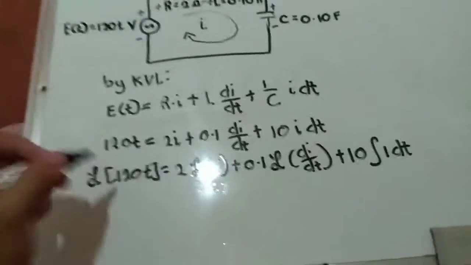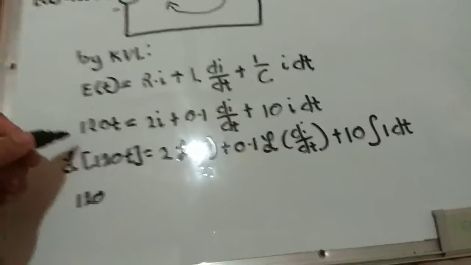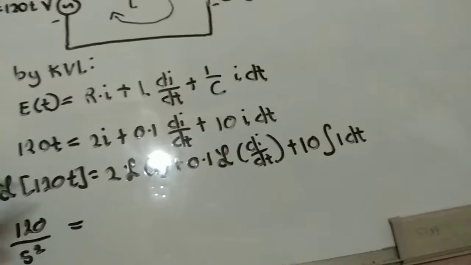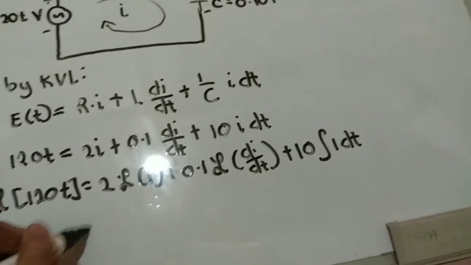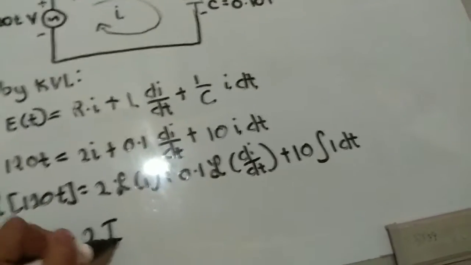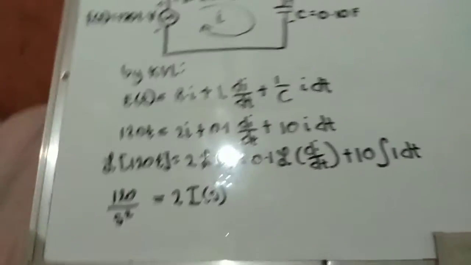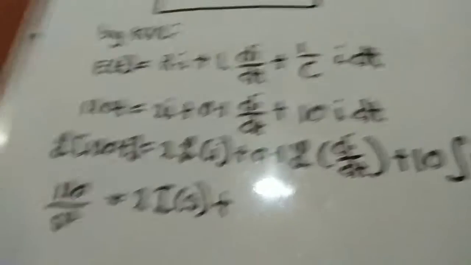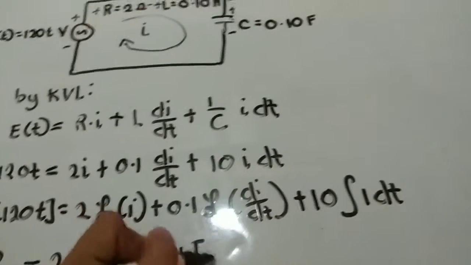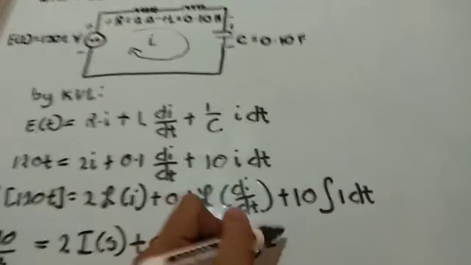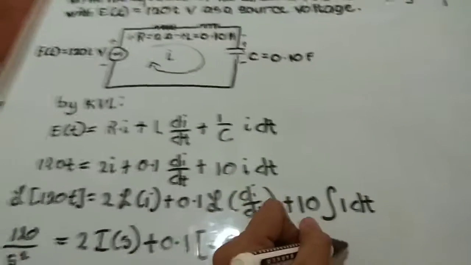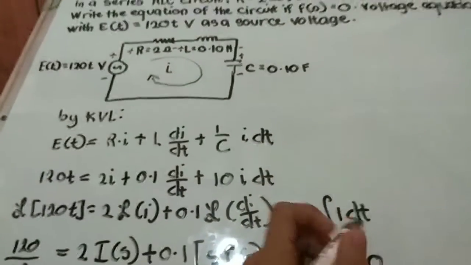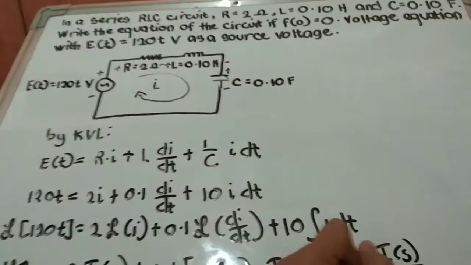Laplace of 120t is 120 over s squared, which is equal to 2 I(s) plus the Laplace of the inductance as stated in the time domain, which is 0.1 times s I(s) minus the initial current i0, plus 10 I(s) over s.